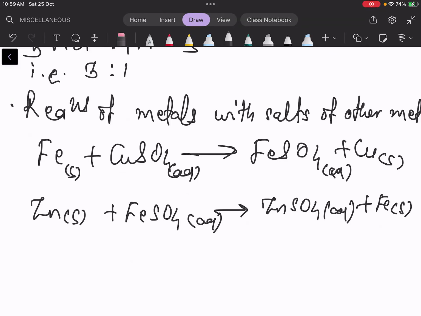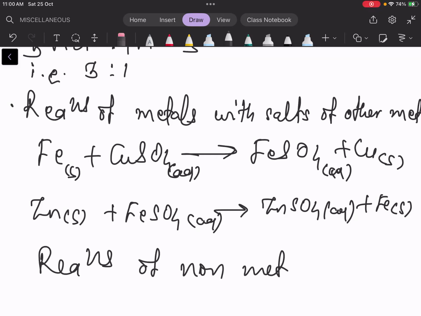The next, reactions of nonmetals. Next part is reactions of nonmetals.